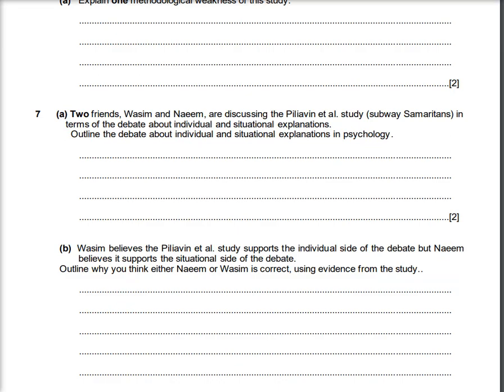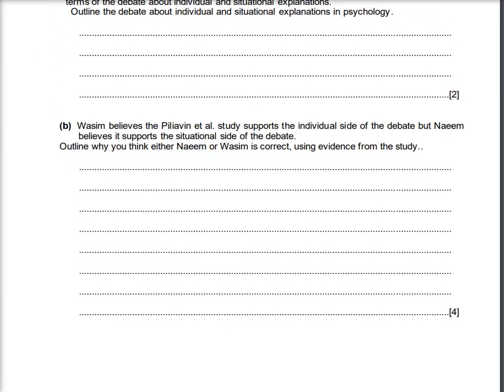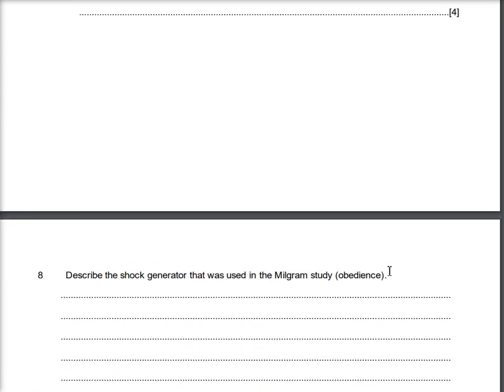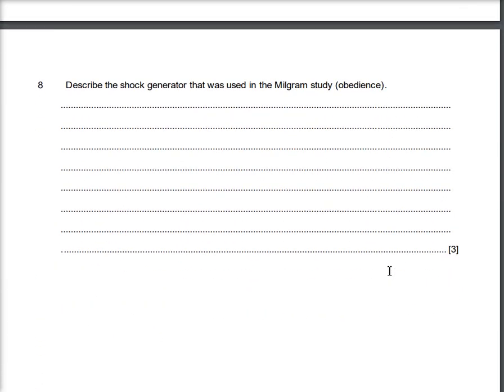Then coming to question number 7, two friends Wasim and Naeem are discussing the Milgram study in terms of a debate of individual and situational explanation. Outline the debate of individual and situational explanation in psychology, and then one believes the individual side, the other believes the situational side. Outline which one you think is correct using the evidence from the study. A typical question. Then describe the shock generator that was used in the Milgram study, obedience.